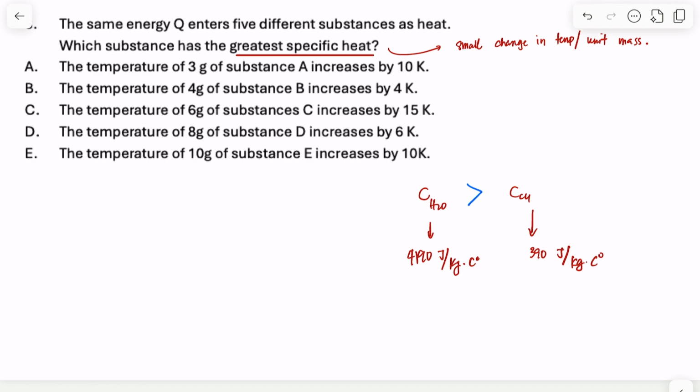So to answer this question, if you have understood that one, you will simply look at the changes in the temp. If it has a great specific heat, then it must have a small increase in temp. So 10 increases by 10, increases by 4. So of all of these, this one wins out, because your 4 grams only increases by 4 Kelvin. That means it's quite resistant to changing its temp, and that's probably attributed to the fact that it has a high specific heat. Okay, so the answer for this is option B.